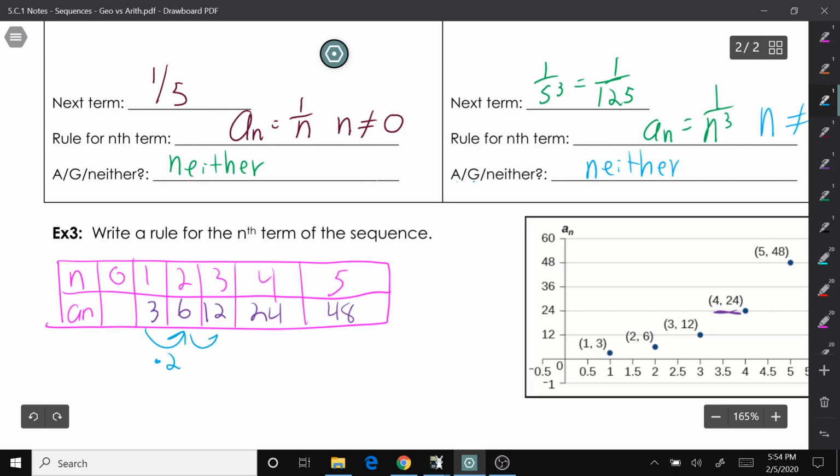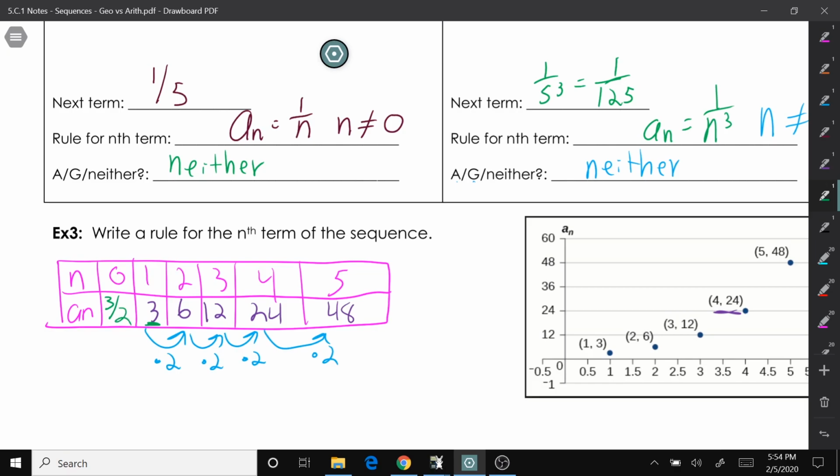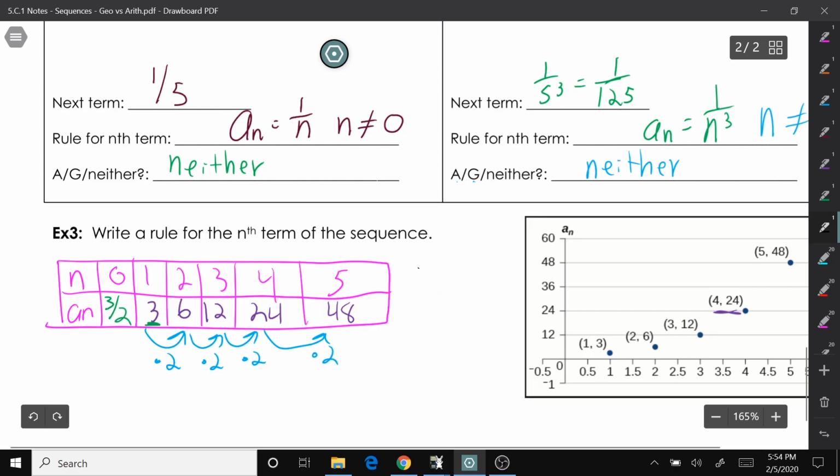We're multiplying by 2 times 2 times 2 times 2. So my growth rate is 2. So then what comes before this, we would have to do 3 divided by 2, which is just 3 over 2. Let's not complicate things. We can leave it as a fraction. That makes 3 over 2 our y-intercept, and our growth rate is 2. So we would have a(n) equals 3 over 2 times 2 to the nth power.